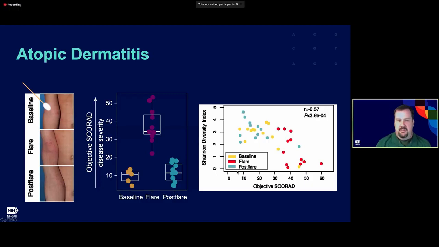As I mentioned, one of the conditions that we study in lab is atopic dermatitis, and this is a dry, itchy, almost rash-like condition that typically manifests on the backs of the knees and the insides of the arms. For some people, it's annoying. For other people, it's actually quite serious and can pretty severely impact their quality of life.